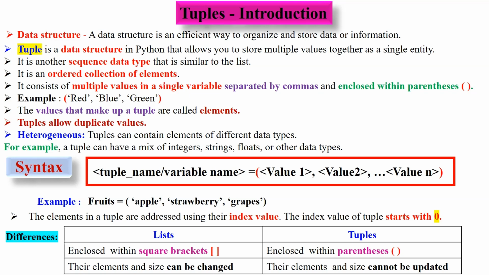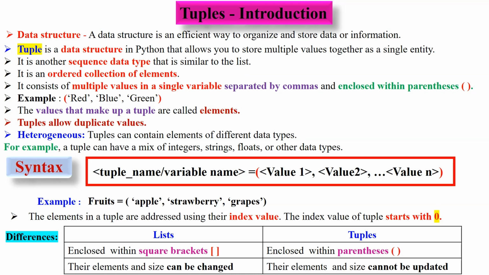It is an ordered collection of elements. It consists of multiple values in a single variable separated by commas and enclosed within parentheses. Example: open parentheses, red comma blue comma green close parentheses. The values that make up a tuple are called elements. Tuples allow duplicate values. Tuples are heterogeneous, that means, tuples can contain elements of different data types. For example, a tuple can have a mix of integers, strings, floats, or other data types.